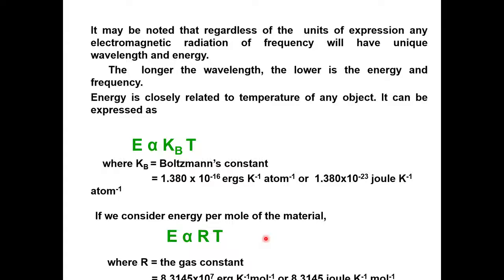So, frequency is closely related to the temperature of any object. It can be expressed as a Boltzmann constant expression. E is proportional to Kb into T, where Kb is Boltzmann constant described by 1.380 into 10 raised to minus 16 ergs per degree Kelvin per atom. If we consider the energy per mole of the material, you can also write that E is proportional to RT, where R is the gas constant and T is the temperature in absolute scale.